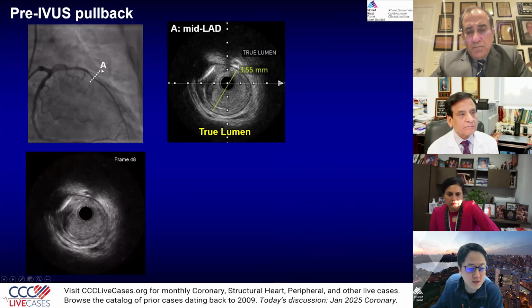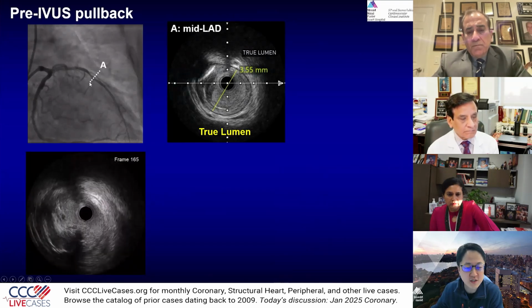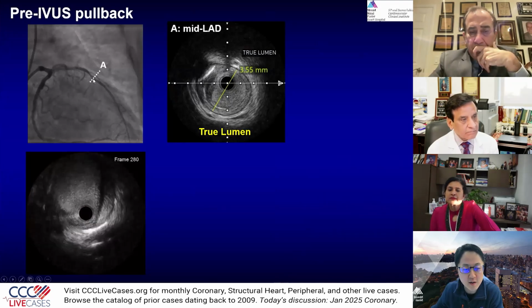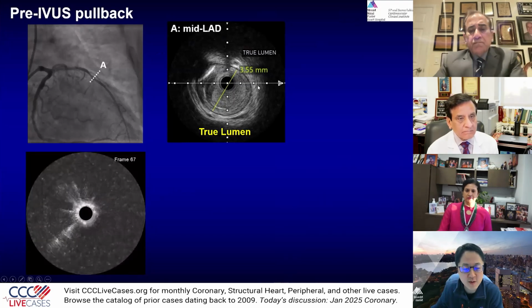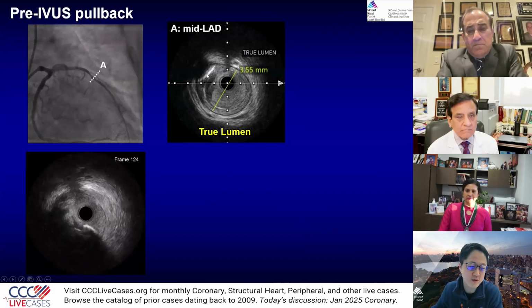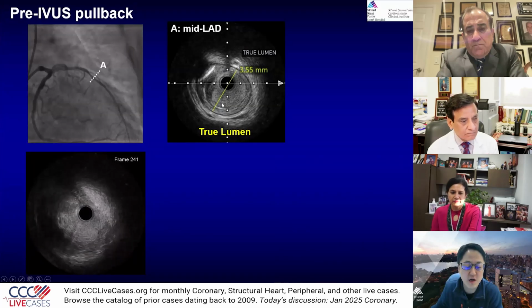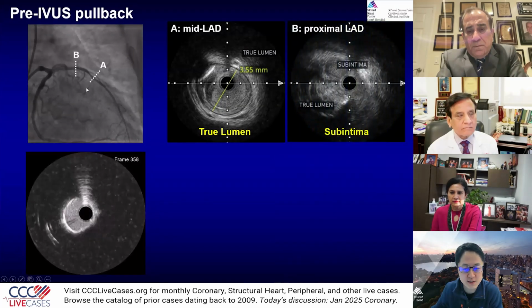At the start of the pullback, in this cross section, the IVUS catheter is in the true lumen because of the all intact media. We can also check the vessel size, 3.5, but with concentric fibrous plaque. Of course, it's a CTO lesion, we cannot see the true healthy lumen. So we decided to do one size down stent sizing.